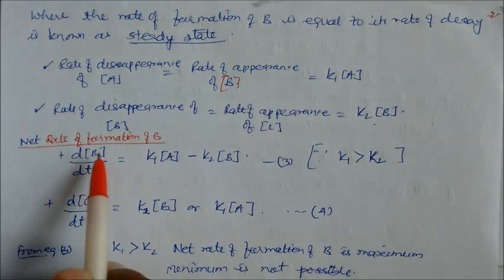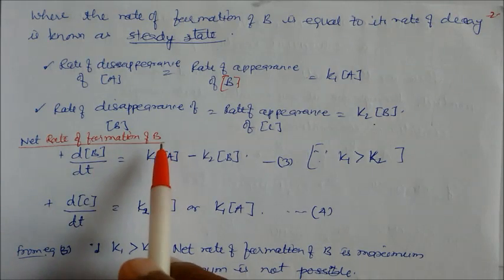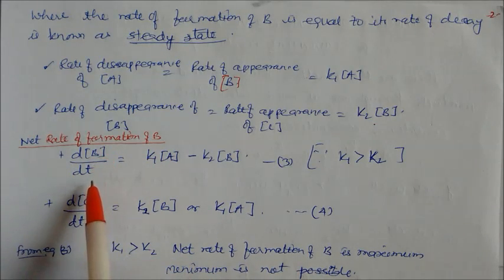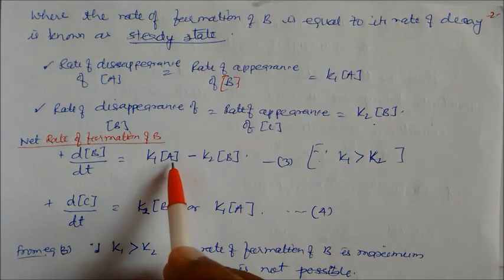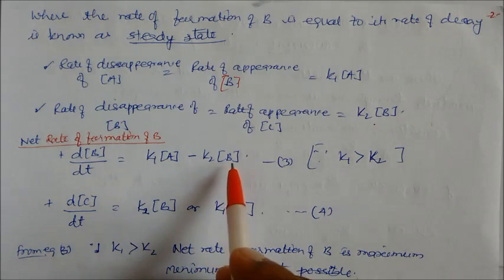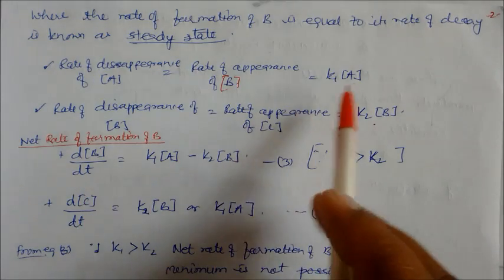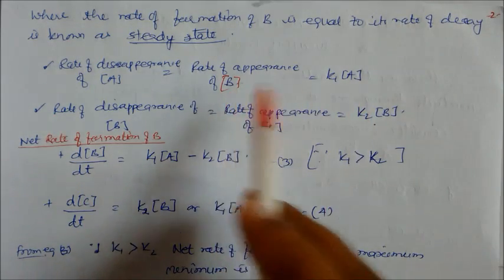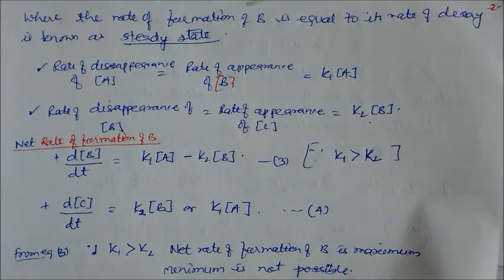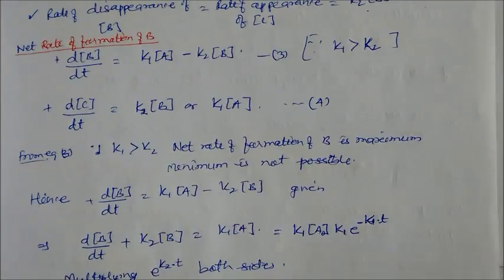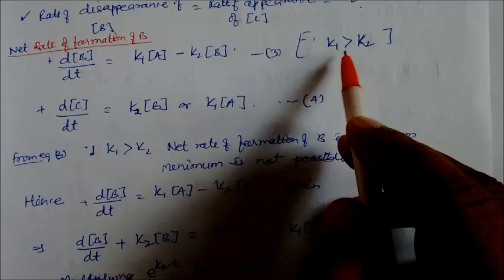So what is the net rate of formation of B? dB/dt equals K1 into A minus K2 into B. Why is it the net rate? Because the concentration of A is greater than B. This is equation number 3. So here K1 is greater than K2.